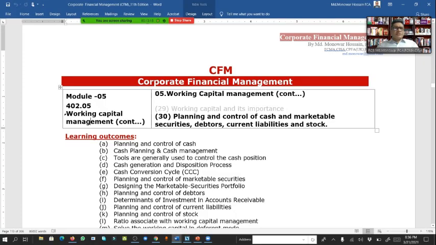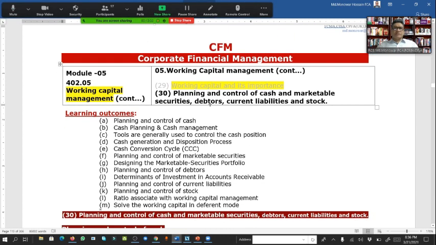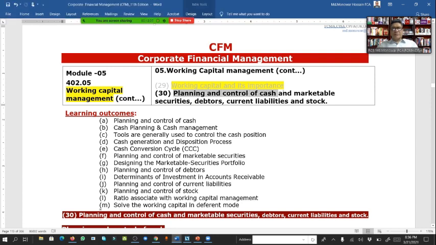We are in Chapter 5, Working Capital Management. In our last class, we discussed working capital and its importance. And today, we will discuss planning and control of cash and marketable securities, debtors, current liabilities, and stock.